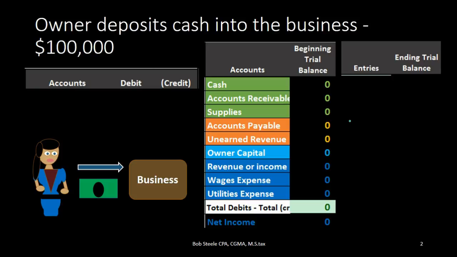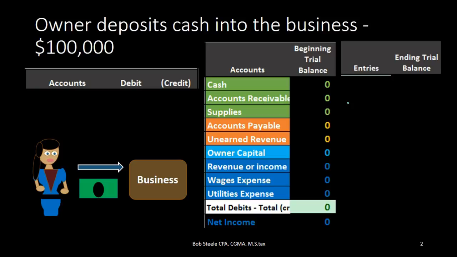Questions I'm always going to ask for every transaction is first, is cash affected? In this case, it is affected. Cash is going into the business. Is it going up or down? It's going into the business, so cash is going up. And does cash have a debit or credit balance normally? What's its normal balance? Cash is normally a debit balance account because it's an asset, and pretty much all assets have debit balance normal accounts.